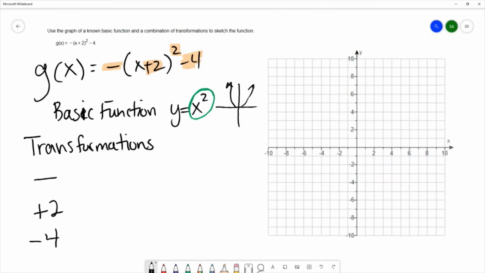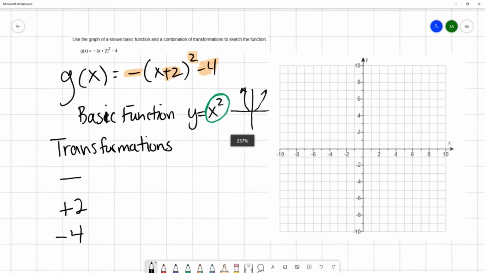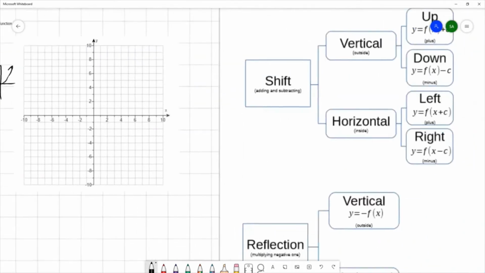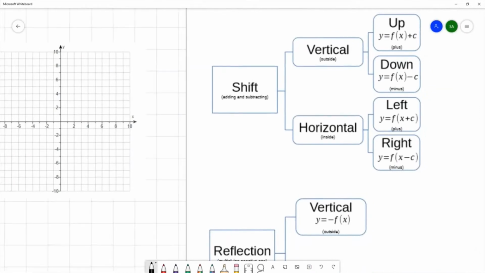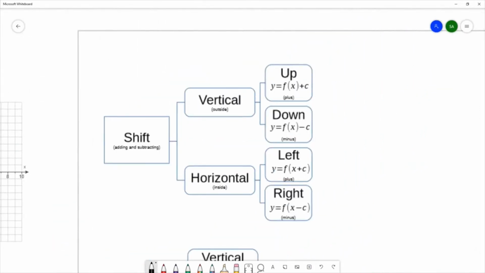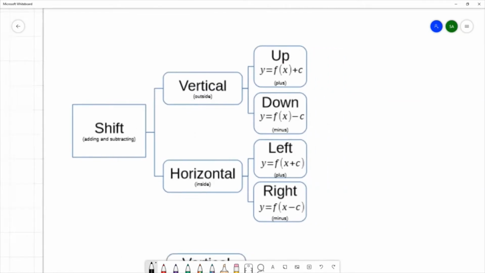So I have a little flow chart over here. We're going to take a look at these different transformations. So we have a transformation of a shift, and a shift is when you are adding or subtracting. So if your operation is adding or subtracting onto your basic function, then you may have a shift in the graph. That adding or subtracting can be inside or outside the base function, and that makes a difference about whether your shift is going to go up or down, or left or right.